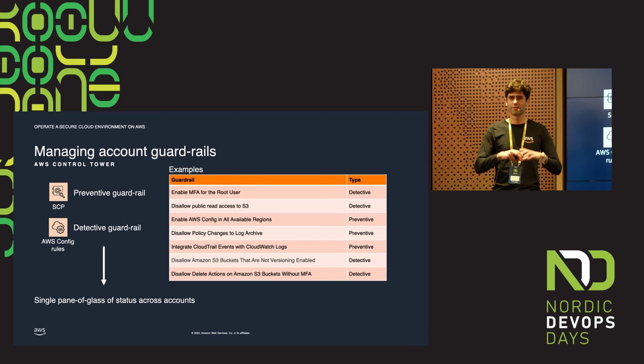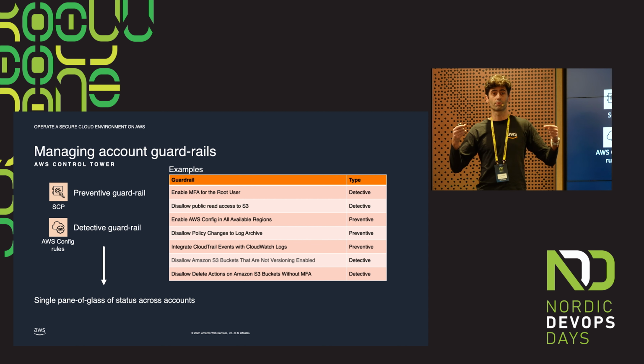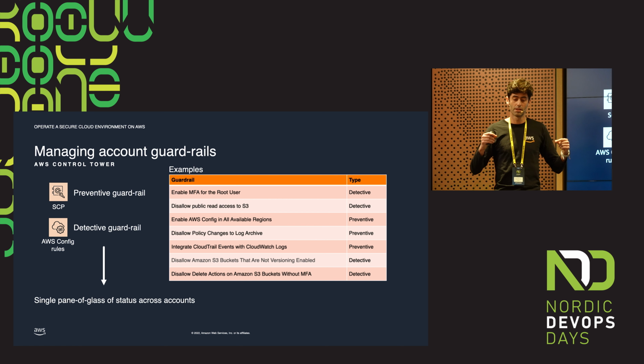But okay, now we have this structure, and we want to apply guardrails. Control Tower also helps you apply guardrails to all your accounts, and guardrails are controls that either prevent you from doing certain things, and these are the SCPs that we just talked about. So there are policies that are enforced so that you cannot, for example, launch an instance in a region that you are not operating in. But it can also be detective guardrails.